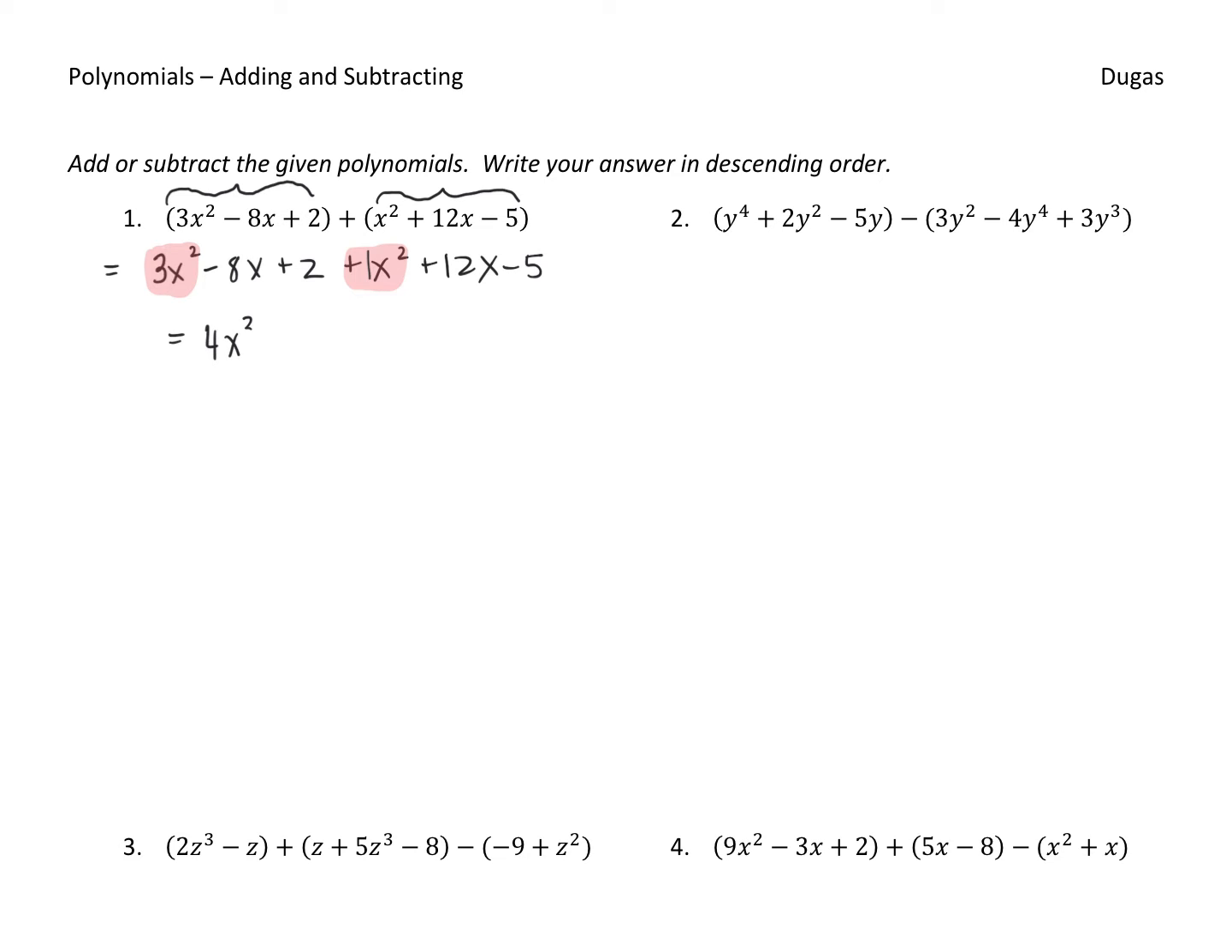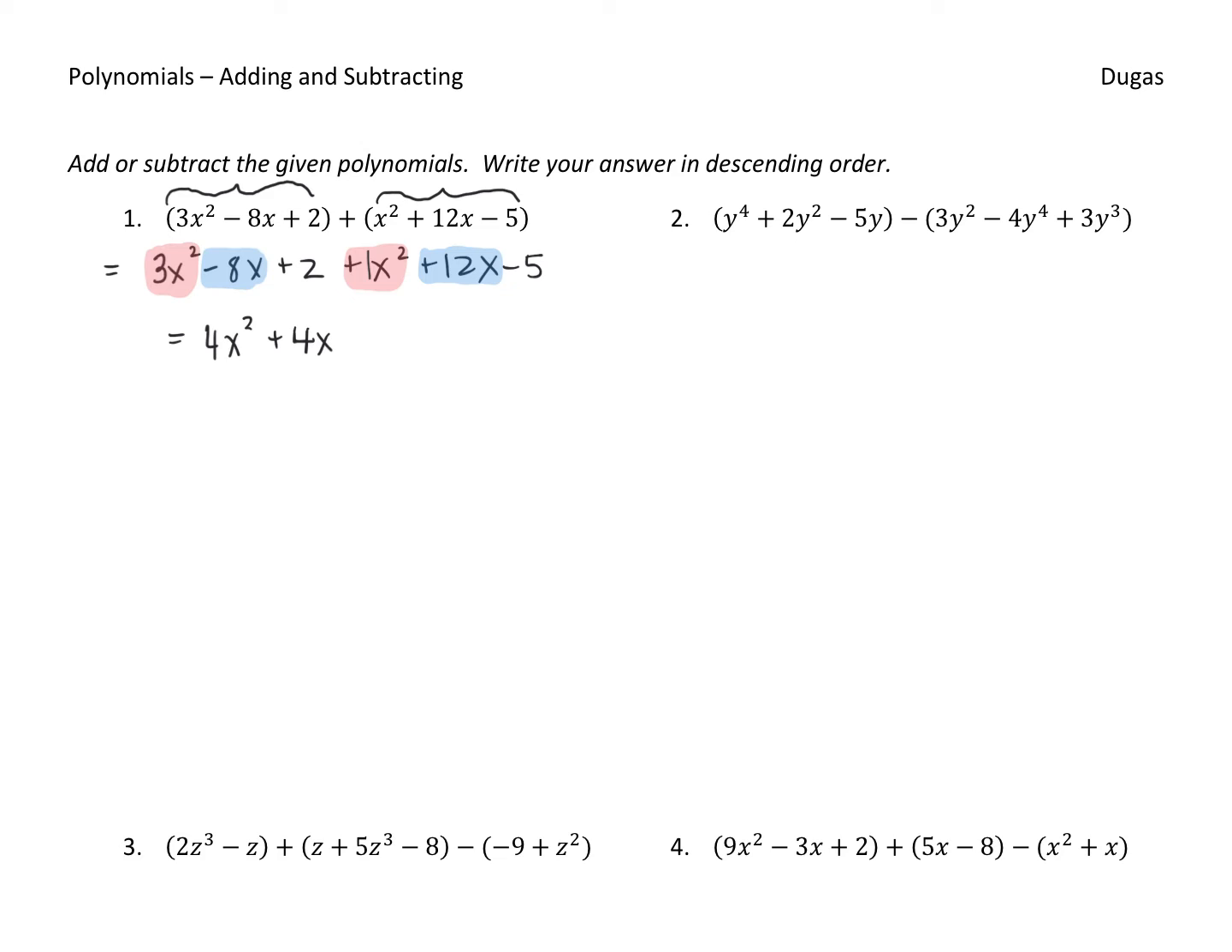Now you're going to look for something else. So the next thing I see is a negative 8x. And that has a like term of 12x. Those are like terms because they both have an x raised to the first power. So a negative 8 plus 12 is a positive 4. So that'll give me a plus 4x.